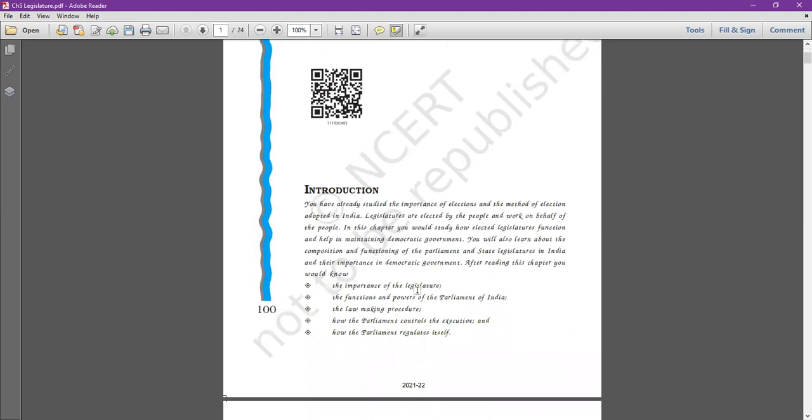Now, after reading this chapter, you all will be able to answer these questions: what is the importance of the legislature, the functions and the powers of the Parliament of India, and the lawmaking procedure, how the Parliament controls the executive and how the Parliament regulates itself. That's what we're gonna discuss, everyone.